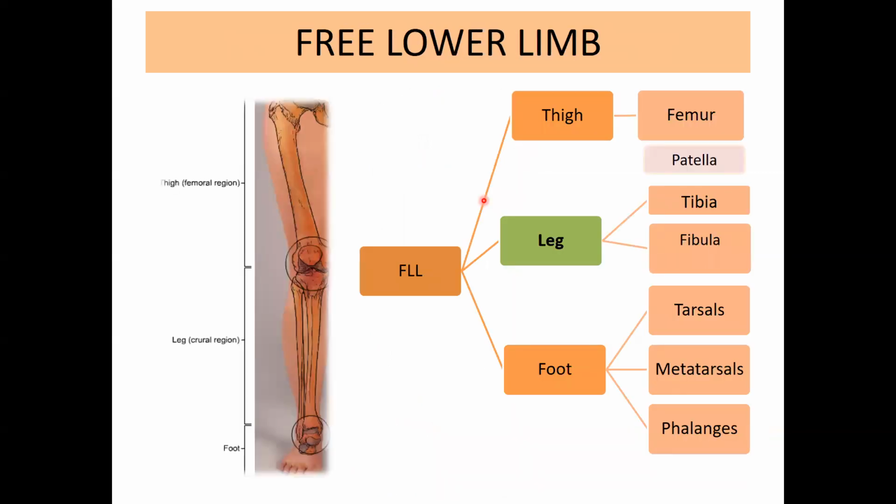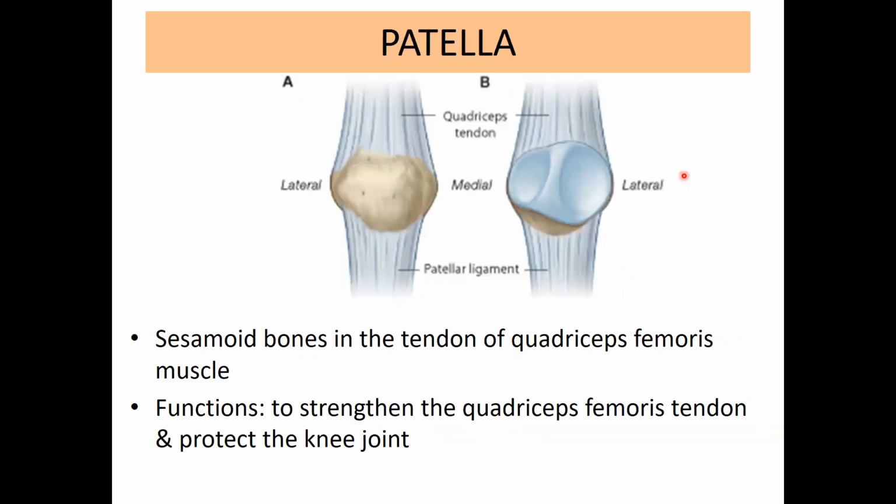Okay, now we go to the leg. Before we go to the leg, I'm going to talk about patella. What is patella? So this is patella. Actually, you can touch the patella. It's movable because it is a sesamoid bone. This bone stands on its own. So it's embedded within the tendon of quadriceps femoris muscle. This is quadriceps femoris tendon, and down here it becomes the patellar ligament. So it is part of the knee joint.